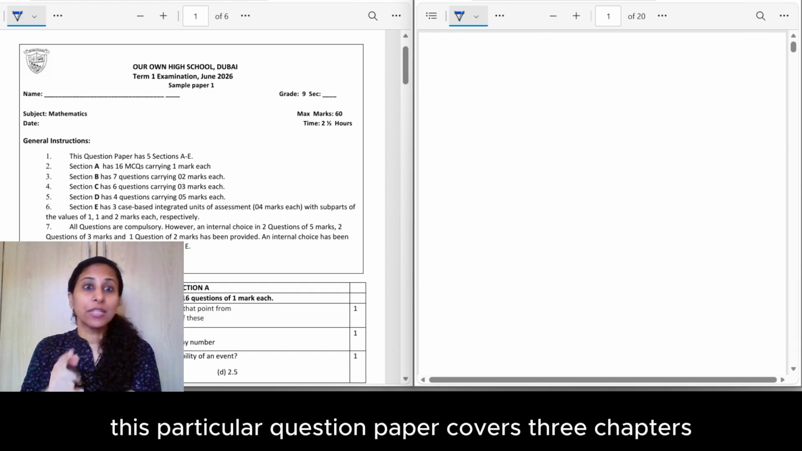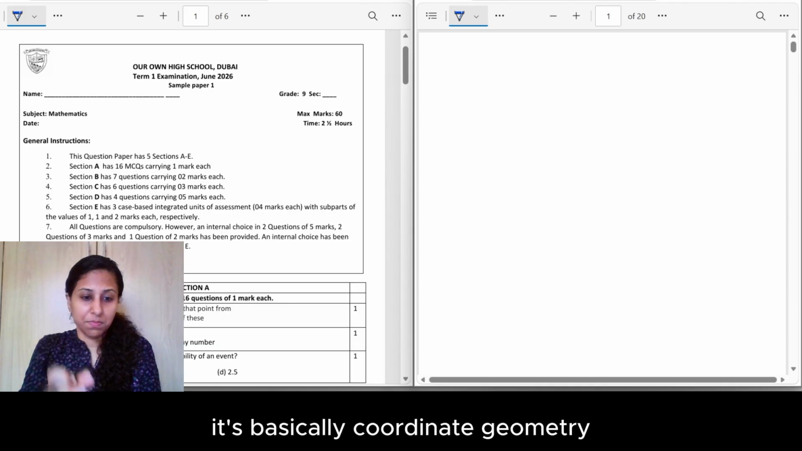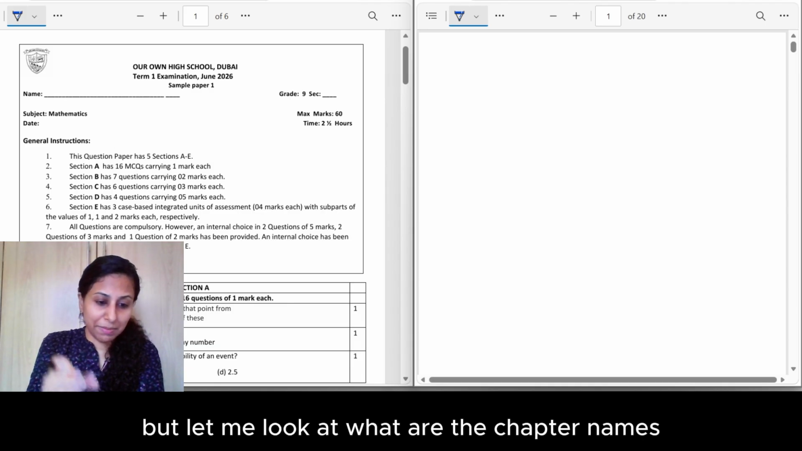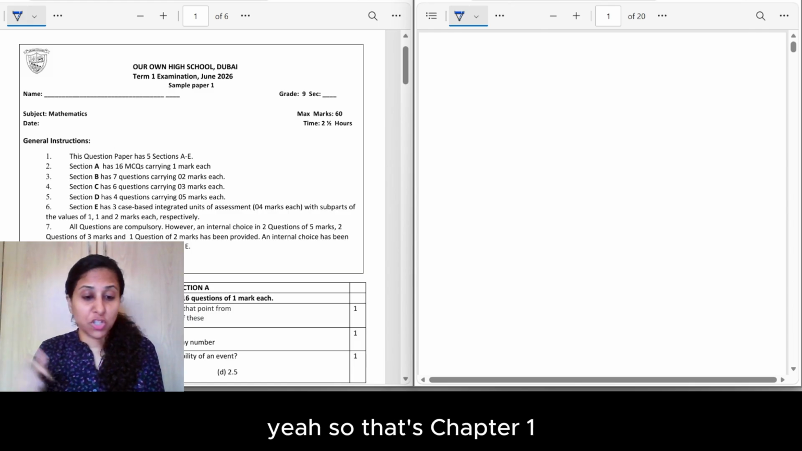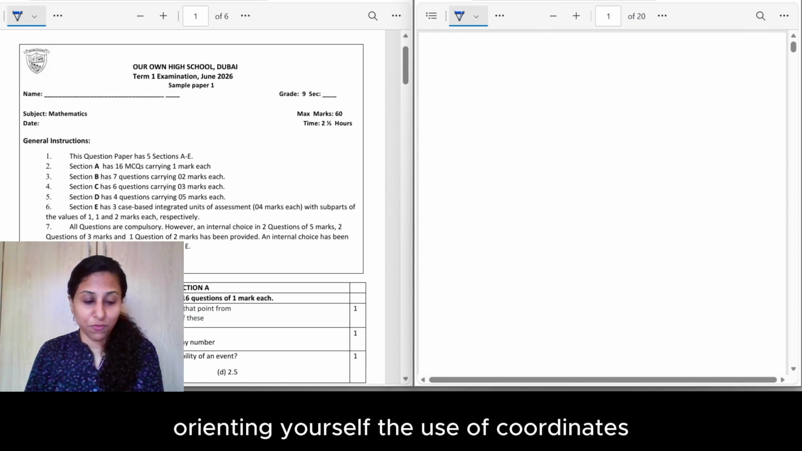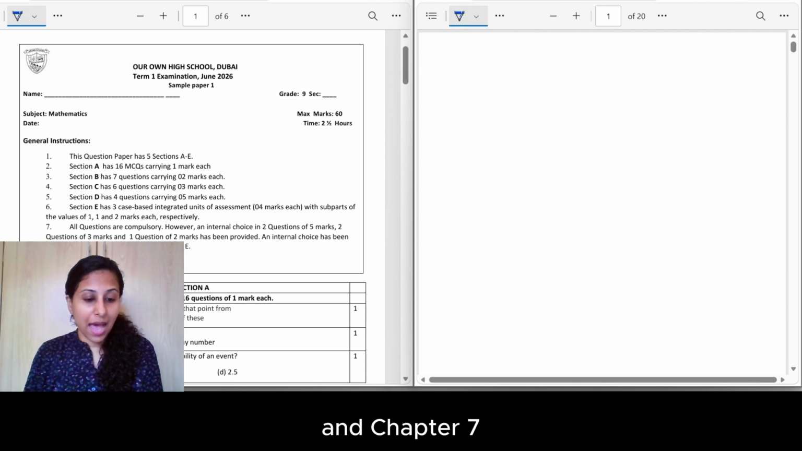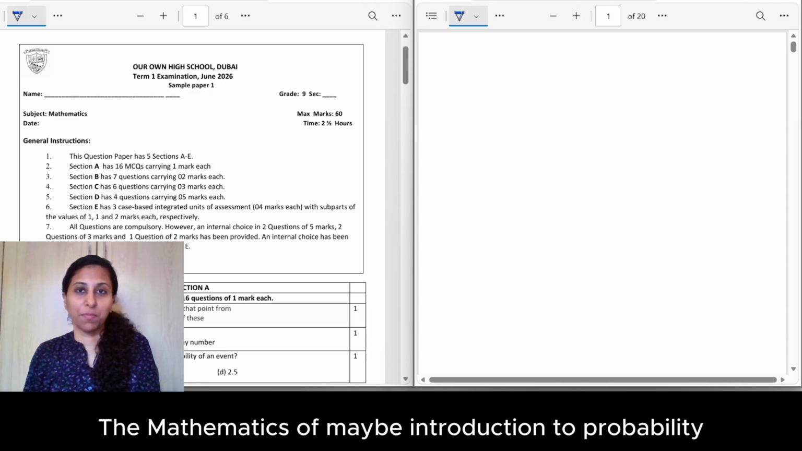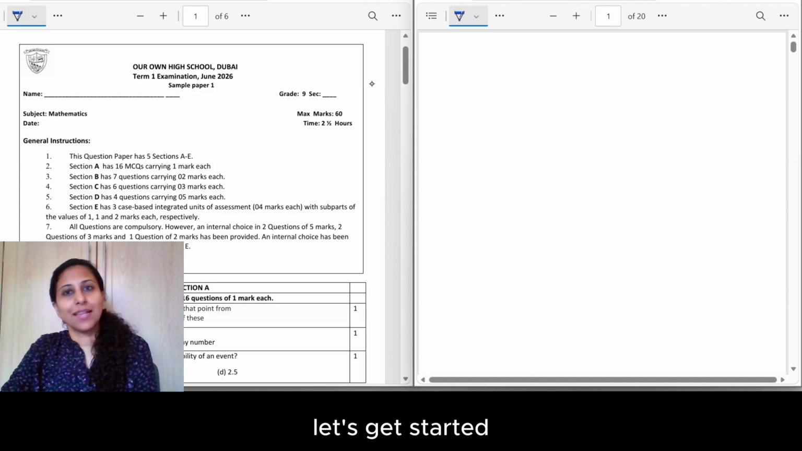Now, this particular question paper covers 3 chapters from Ganita Manjari. It's basically coordinate geometry, probability, and number systems. But let me look at what are the chapter names according to your new textbook. Yeah. So that's chapter 1, orienting yourself, the use of coordinates. Chapter 3, the world of numbers. And chapter 7, the mathematics of maybe, introduction to probability. These 3 chapters are covered in this question paper. Let's get started.